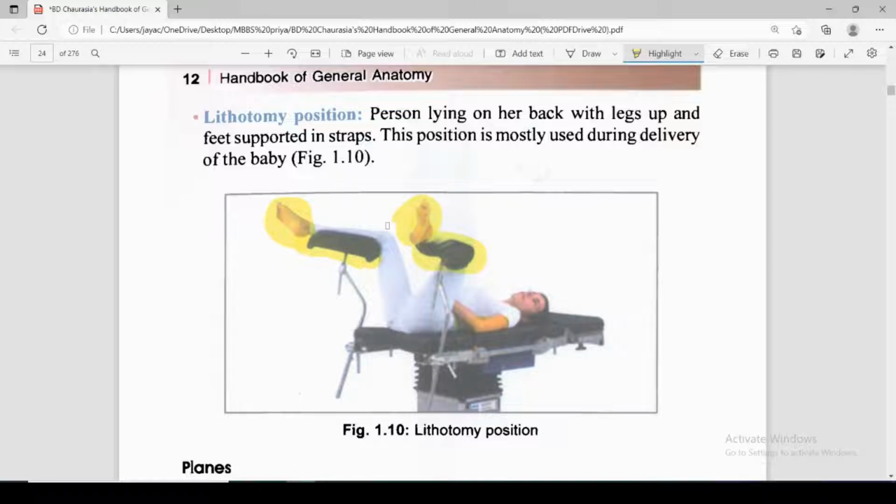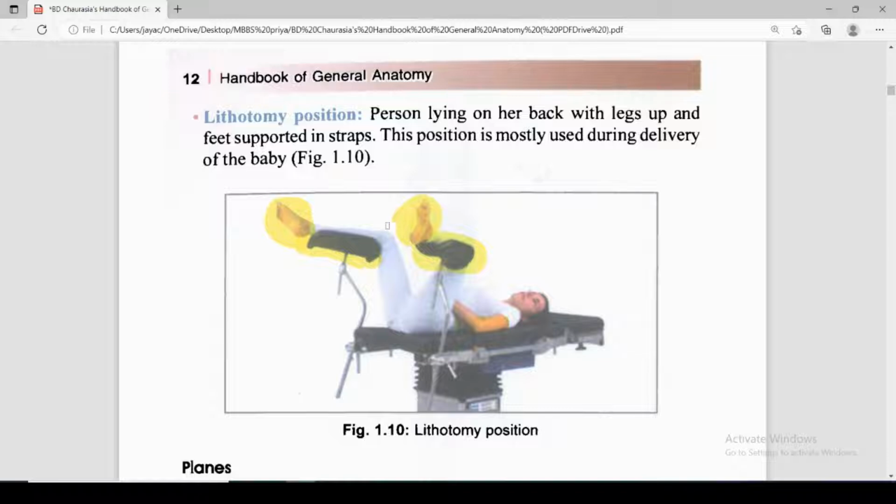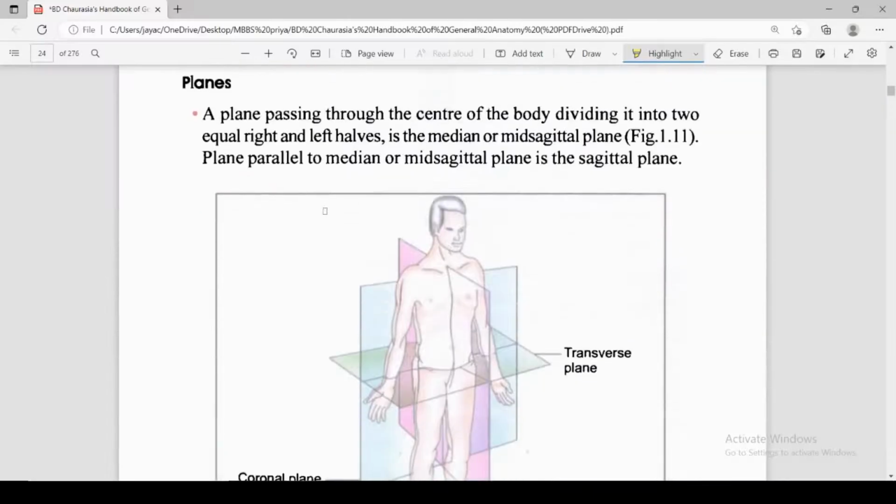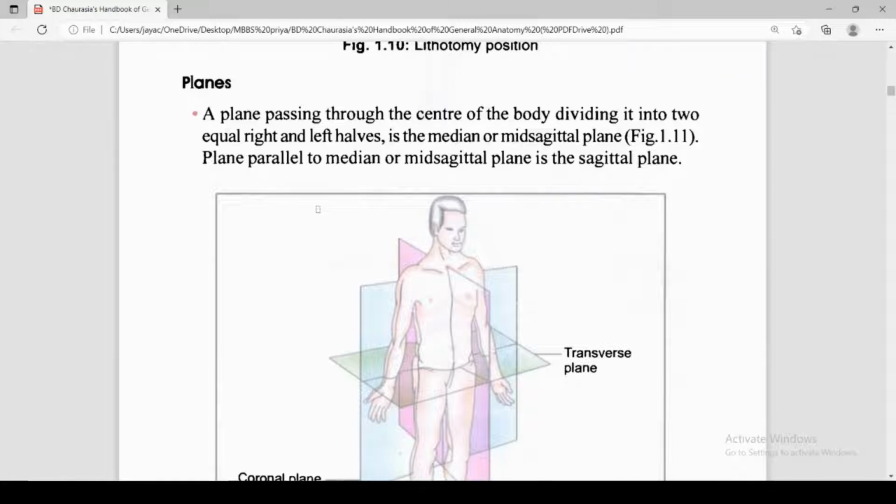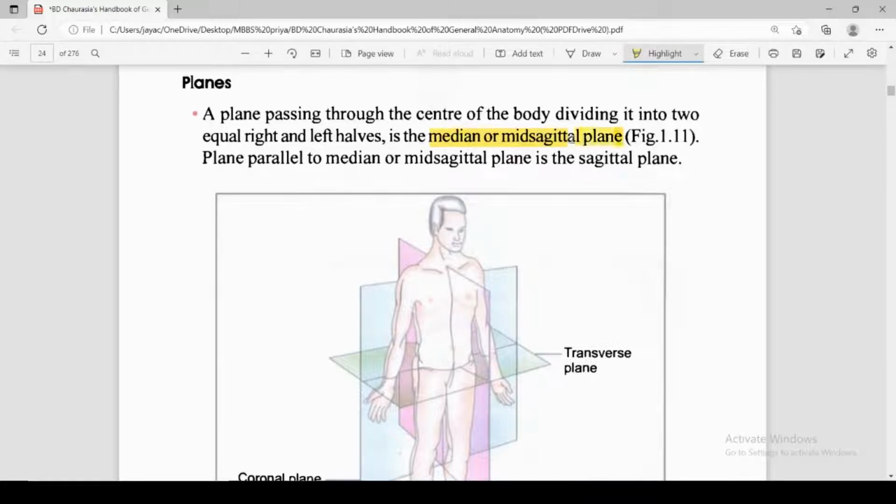So this position is commonly used during the delivery of the baby, right. Next is the plane. There are different types of plane. So first one is the median or mid-sagittal plane.